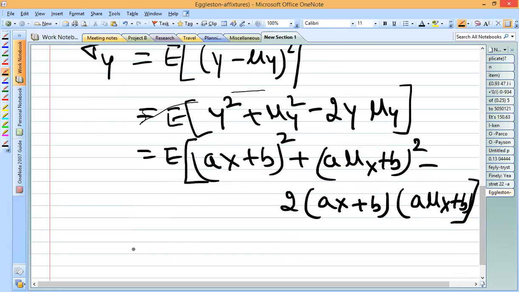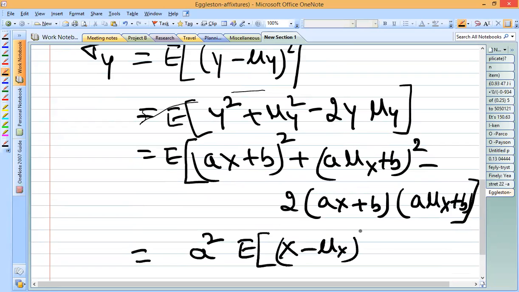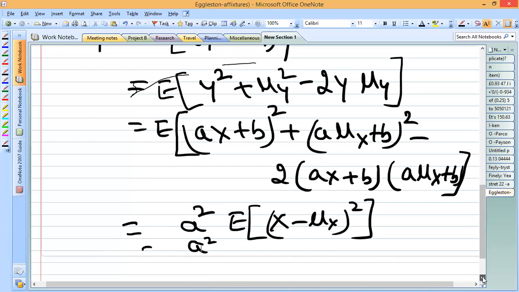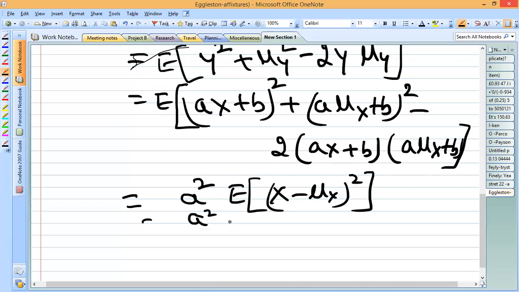If you simplify this, you get the equation as a square times the expectation of x minus mu x whole square. That is nothing but a square into the expectation of x minus mu x square, which is the variance of the random variable x, that is sigma x square. So this is one format. We can go with an alternate method also.